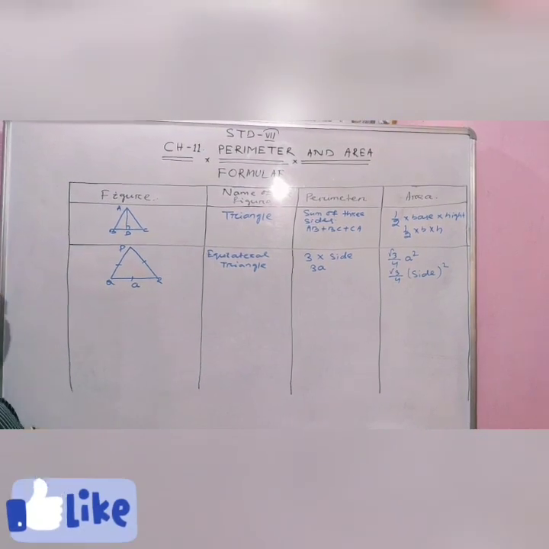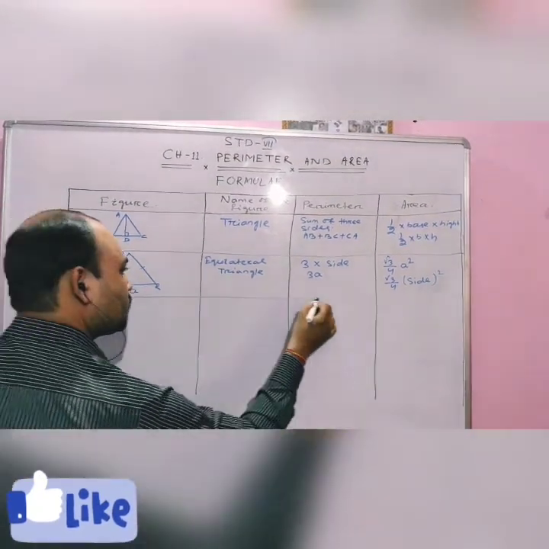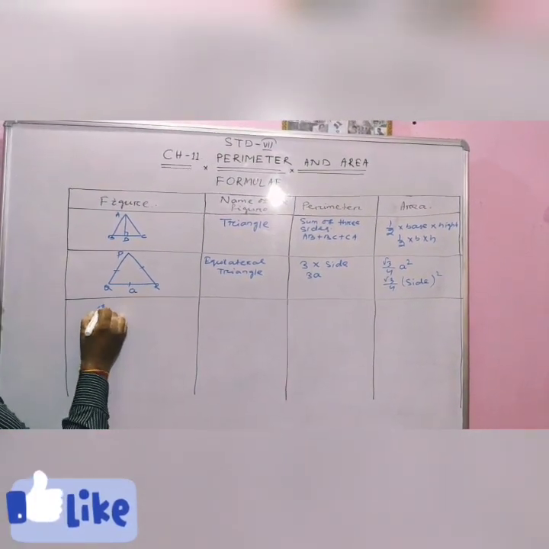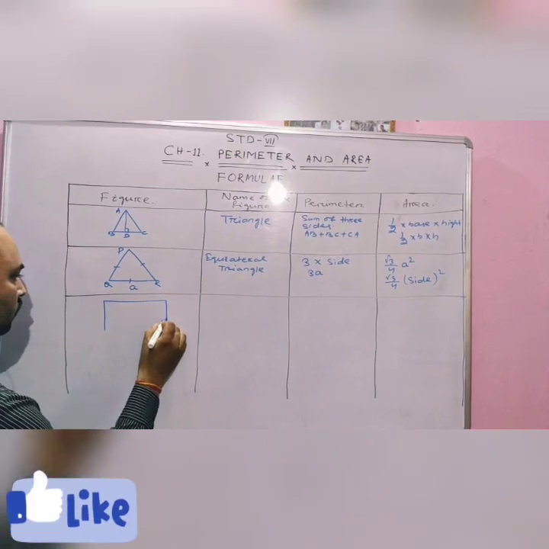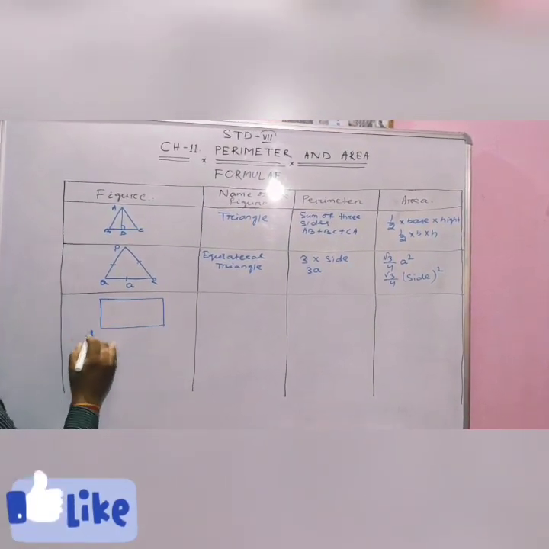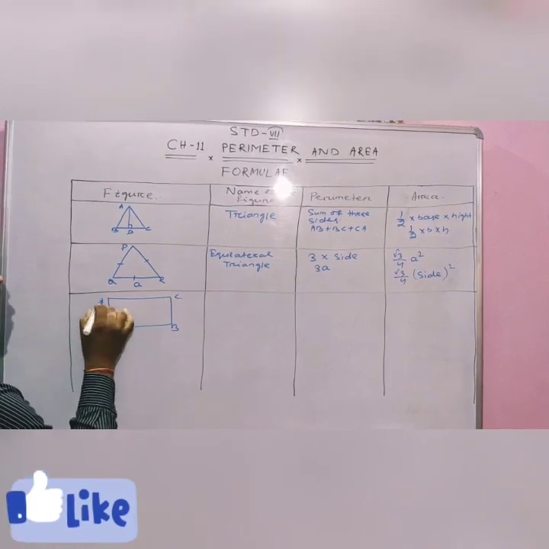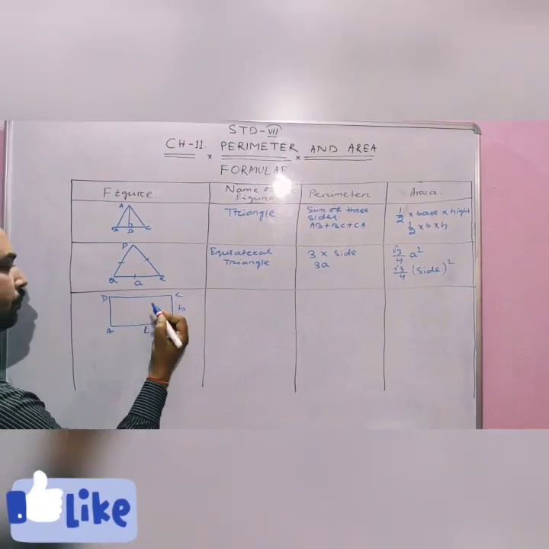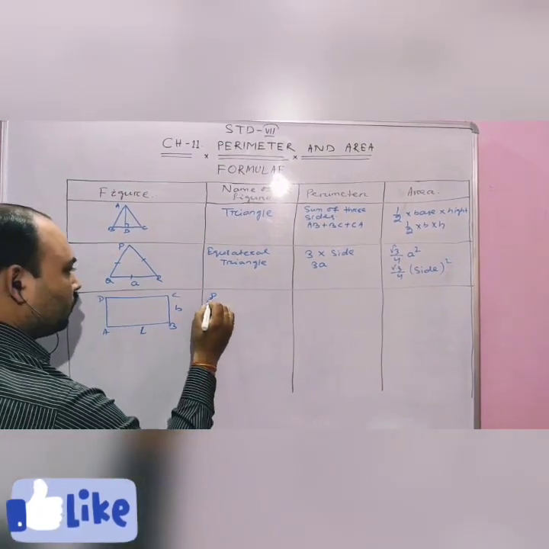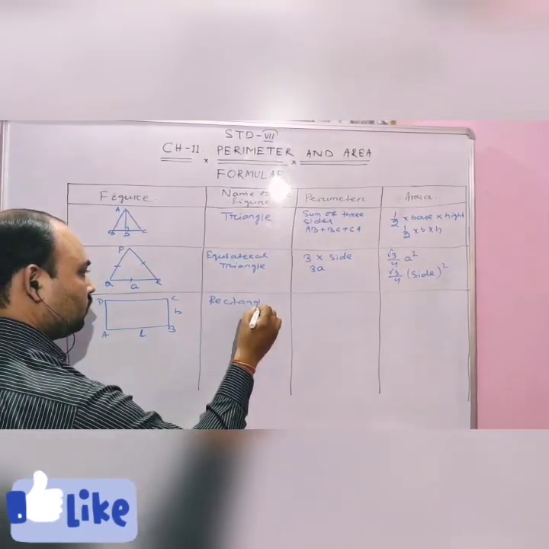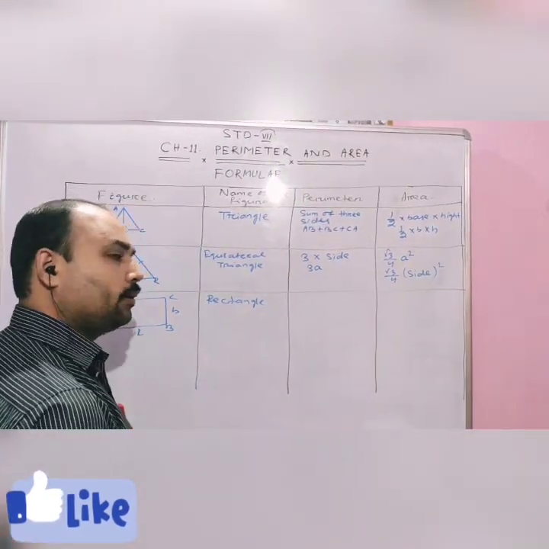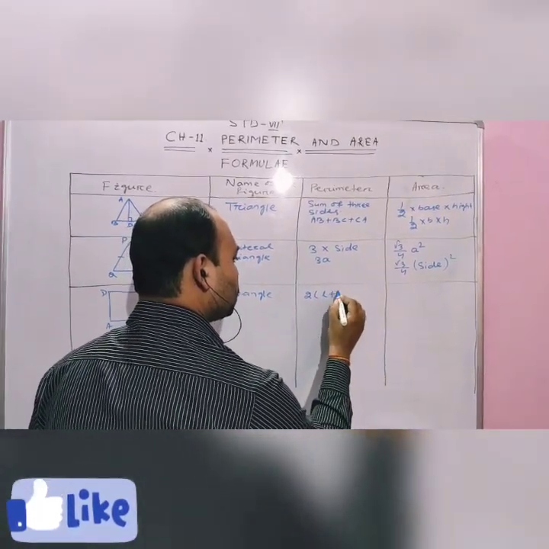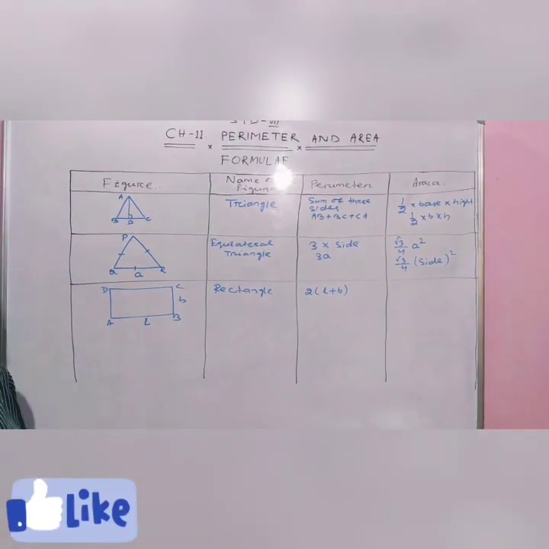Next, we will go to the rectangle. Next, we will write the formulas of a rectangle. It is ABCD rectangle. Here, length is L and breadth is B. What is the formula of the rectangle? Perimeter of the rectangle is 2 into L plus B. How will we get 2 into L plus B?